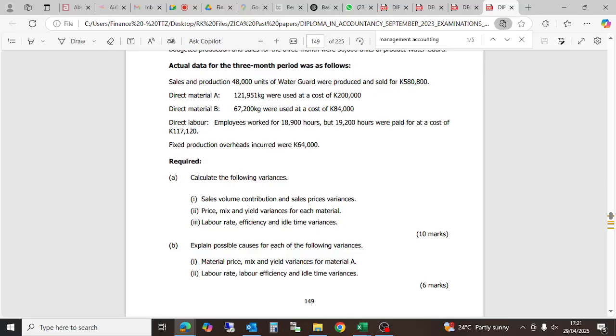Let me give you an example. On the first one, when they say sales volume variance, imagine they ask you this question. They say sales volume variance, and they say sales volume contribution variance. Do you think there's a difference between the two? And what do you think the difference is? Because yes, there is a difference, but what is the difference?